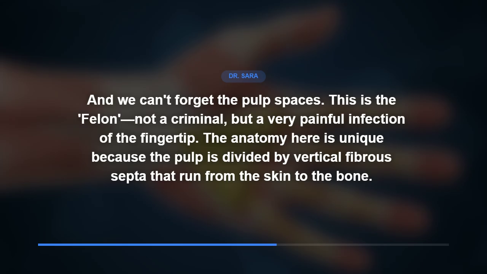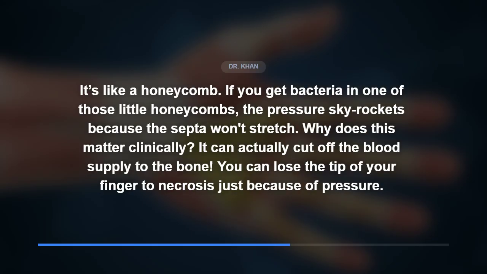And we can't forget the pulp spaces. This is the felon, not a criminal, but a very painful infection of the fingertip. The anatomy here is unique because the pulp is divided by vertical fibrous septa that run from the skin to the bone. It's like a honeycomb. If you get bacteria in one of those little honeycombs, the pressure skyrockets because the septa won't stretch.